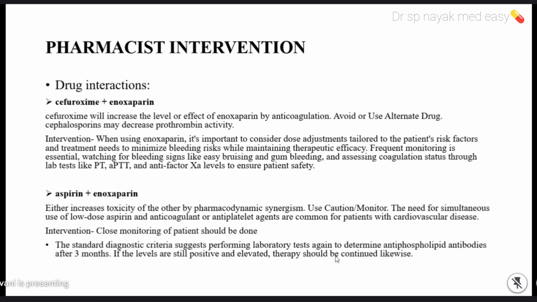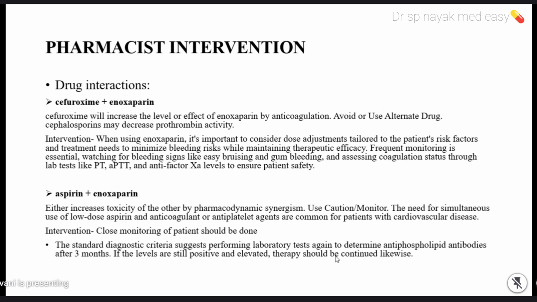Aspirin and enoxaparin either increase toxicity of the other by pharmacodynamic synergism. Use caution or monitor. The need for simultaneous use of low-dose aspirin and anticoagulant or antiplatelet agents is common for patients with cardiovascular disease. Close monitoring of patients should be done.